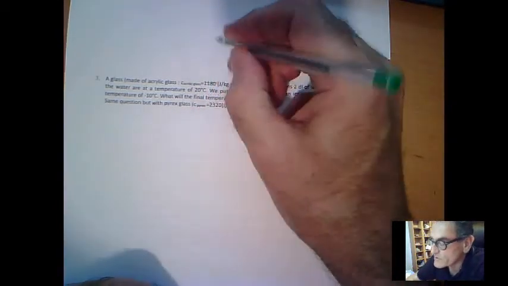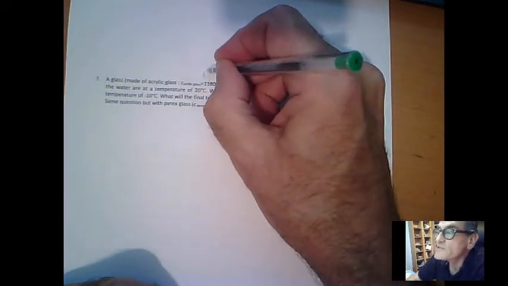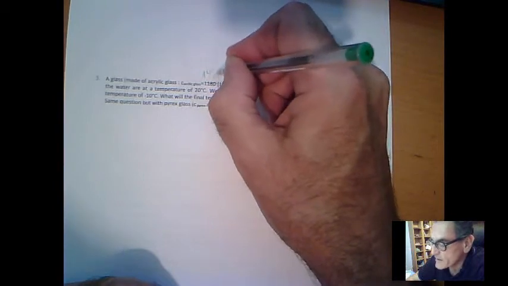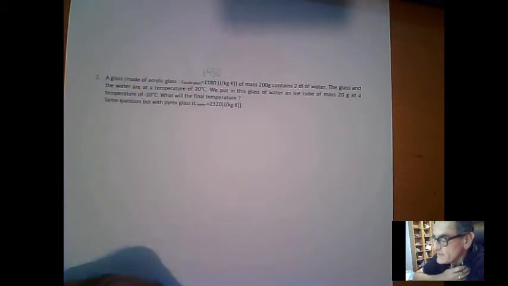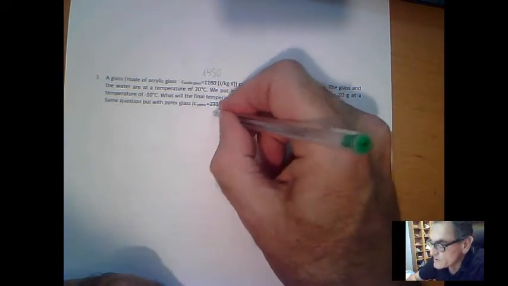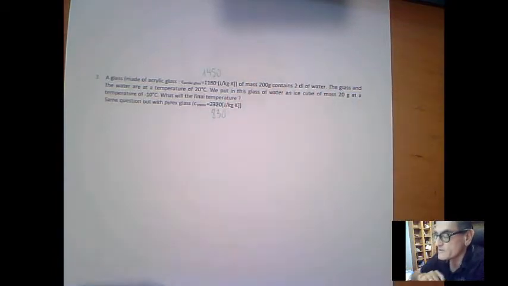Okay, so now if you go to the same page of the file, where is that? The exercise is here. You see that the C of acrylic glass, I confused the C with the specific mass. The C of acrylic glass is 1,450 joules per kilo per degree. And the C of Pyrex is not 2,320, it's 830, okay?